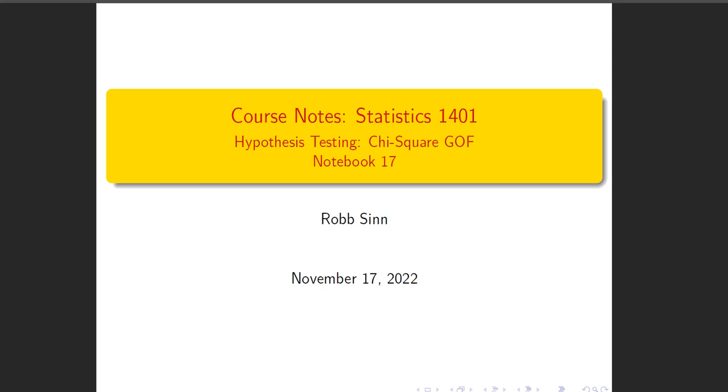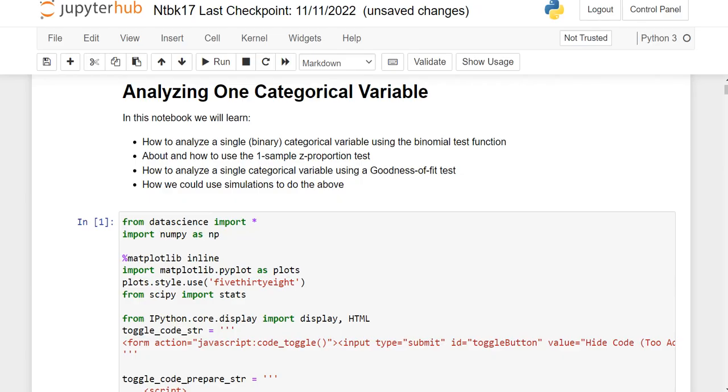Hey everyone, we're taking a look at Notebook 17. So you might want to pause the video and go into D2L and get Notebook 17 open. Why? We're going to be talking about the chi-squared GOF, or goodness of fit, test. So let me get rid of those lines and let's jump into Notebook 17.